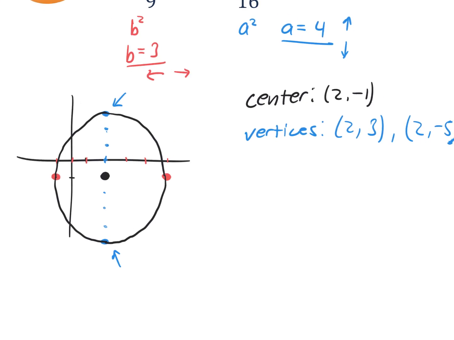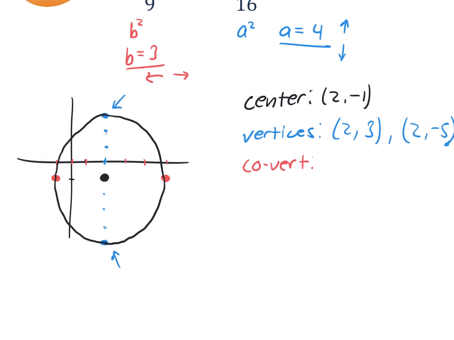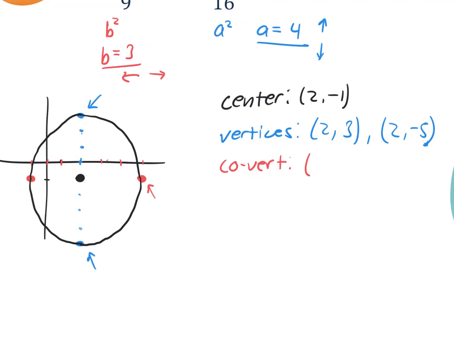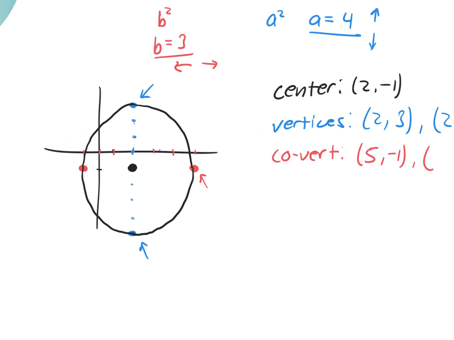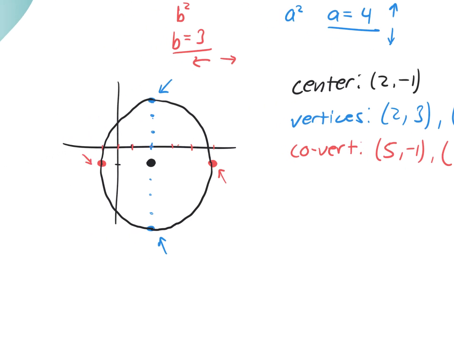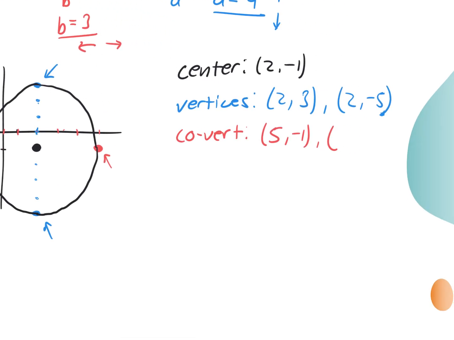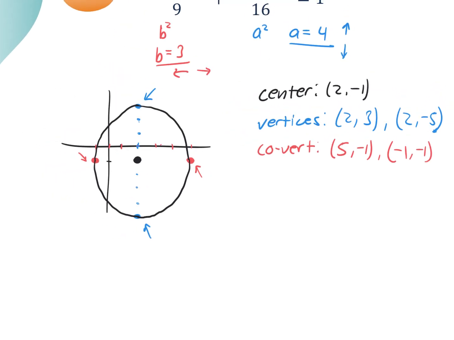And then as ordered pairs, your co-vertices are going to be, it looks like the one to the right is at an x value of 5. So 5, comma, negative 1. And then your one to the left is going to be at an x value of negative 1. So it's going to be at negative 1, comma, negative 1. All right, so far so good?